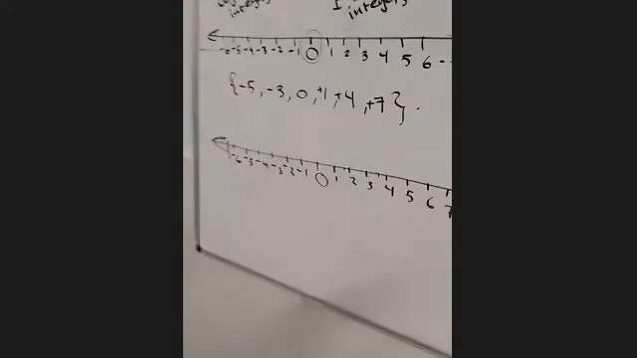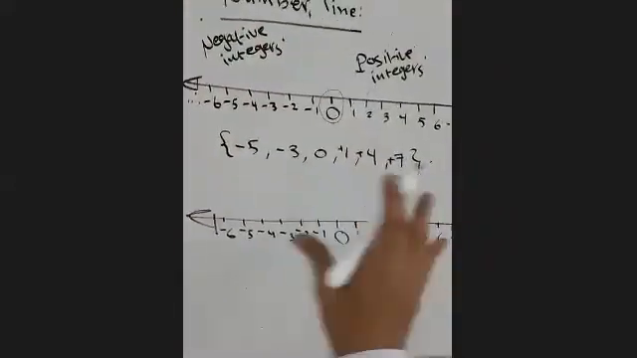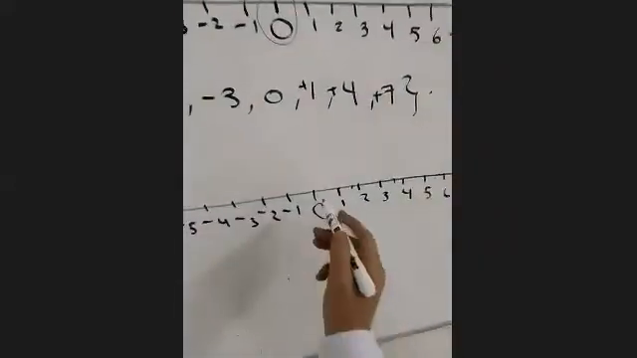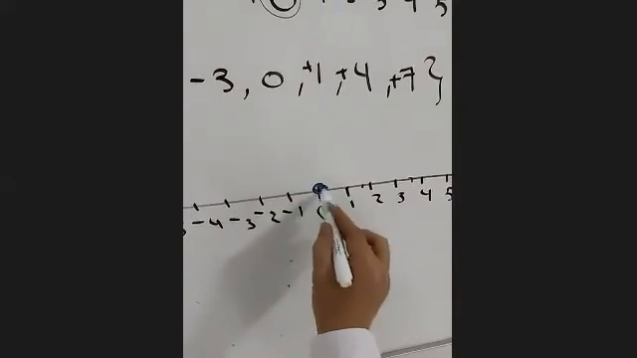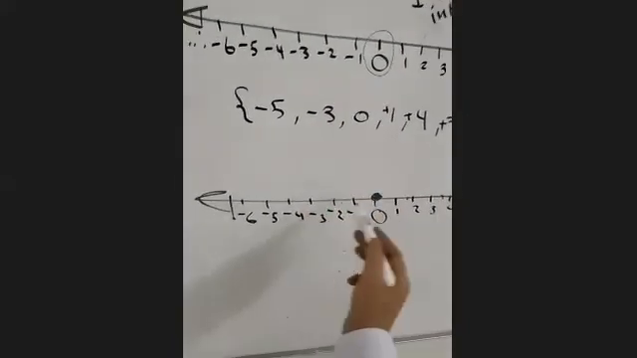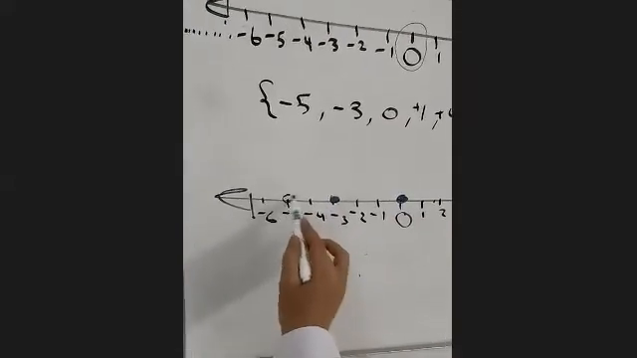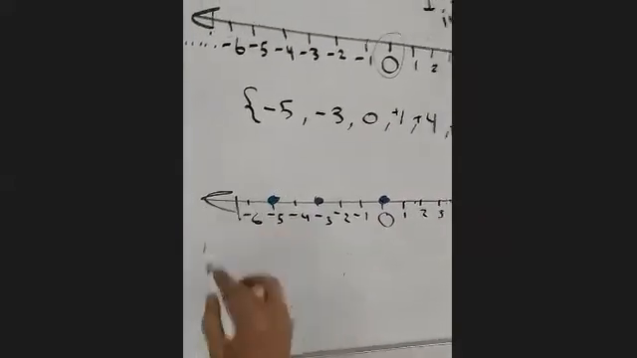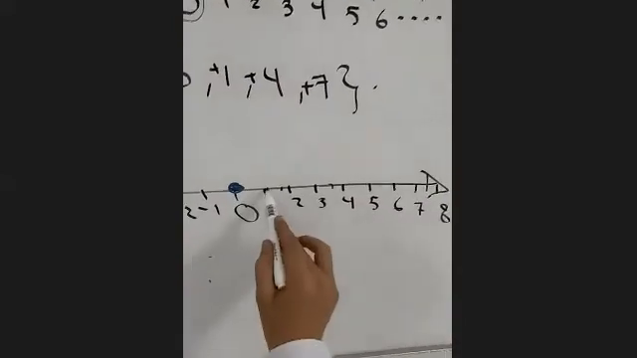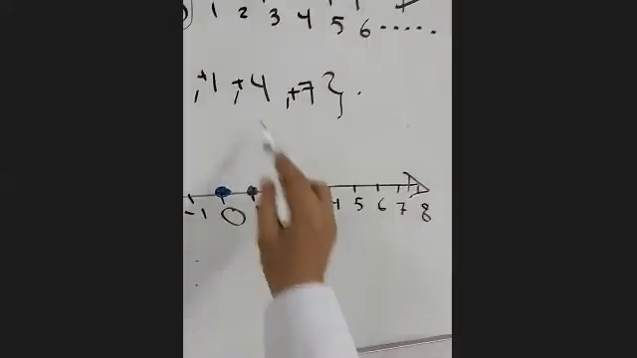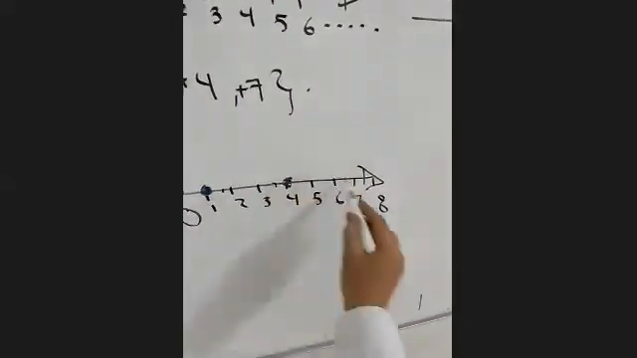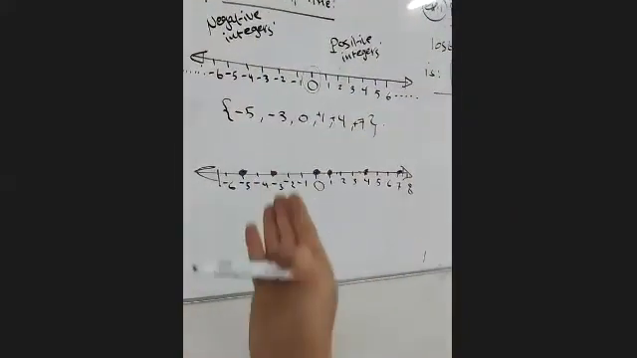Now I'll take my other marker and make points on the wanted numbers. First 0, this is 0. -3, this is -3. -5, this is -5. We have +1, this is +1. 4, this is 4. 7, this is 7. This is the way to represent integers on a number line.